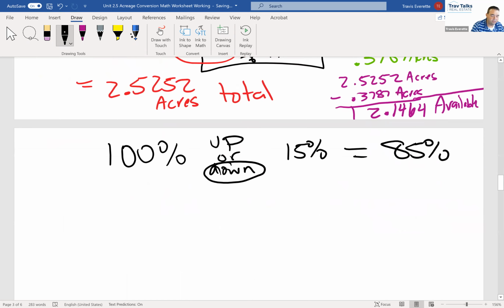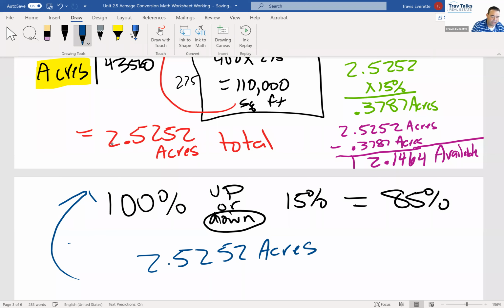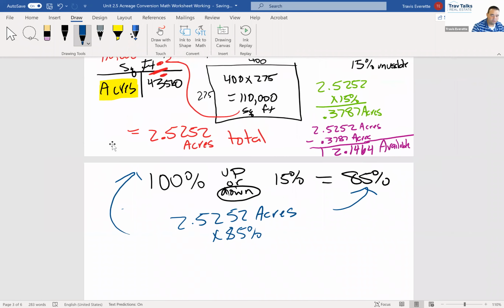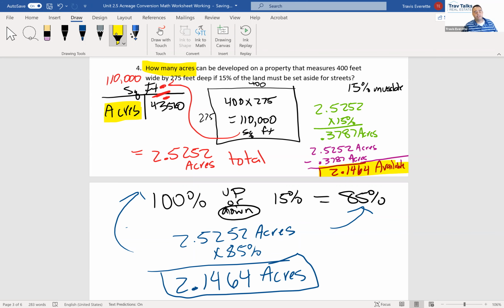What we could actually do, folks, is in one step, we can complete that whole thing by saying, well, we know that we have 2.5252 acres, and we know we're only using 85% of that. So we can multiply that times 85%, and I'll zoom that down so you can see it all at once. When we multiply 2.5252 times 85%, magically we're going to get the same 2.1464 acres available.